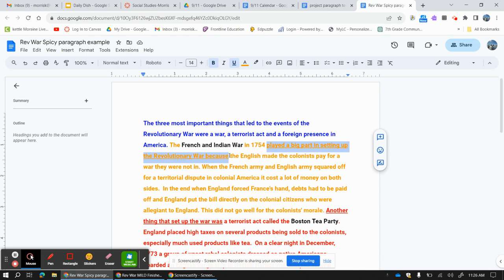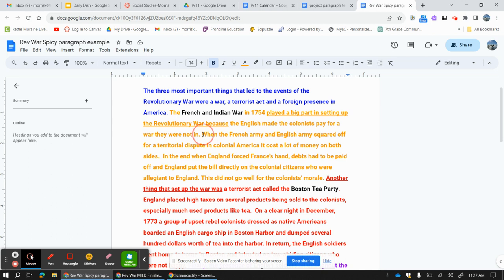So here's my first sentence. The French and Indian War in 1754 played a big part in setting up the Revolutionary War because the English made the colonists pay for a war they were not in. That right there, folks, lets you know this is one of the reasons. Now I have to prove it. Here's my information. When the French army and English army squared off for a territorial dispute in colonial America, it cost a lot of money on both sides. In the end, when England forced France's hand, debts had to be paid off, and England put the bill directly on the colonial citizens who were allegiant to England. This did not go over well for the colonists' morale. So there is my evidence explaining the number one reason why the Revolutionary War was going to happen in the future.